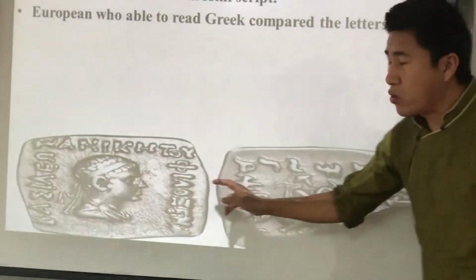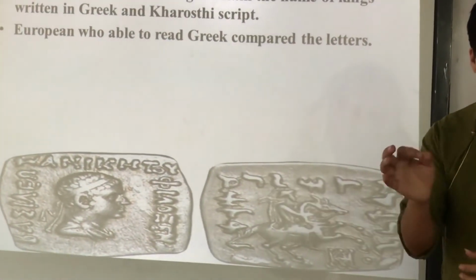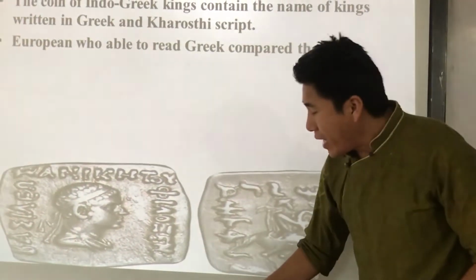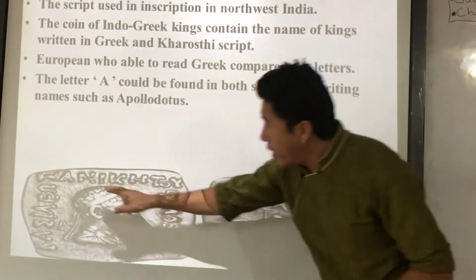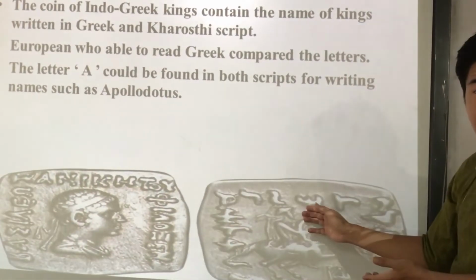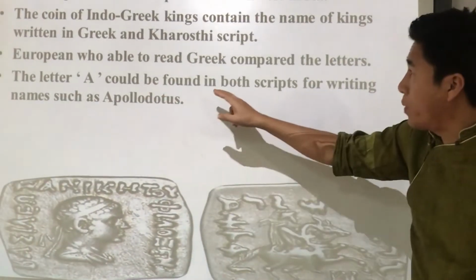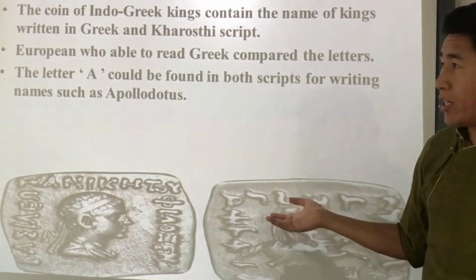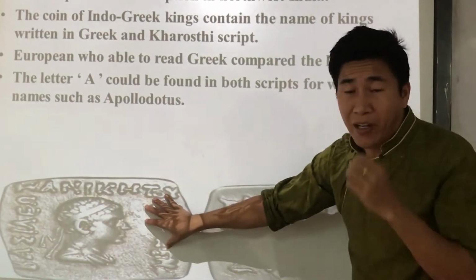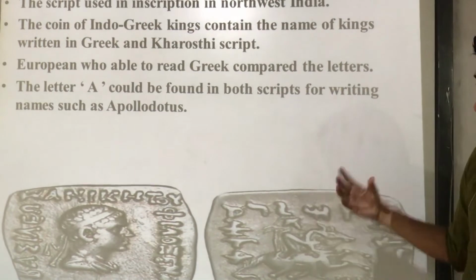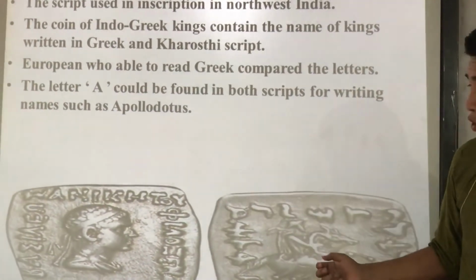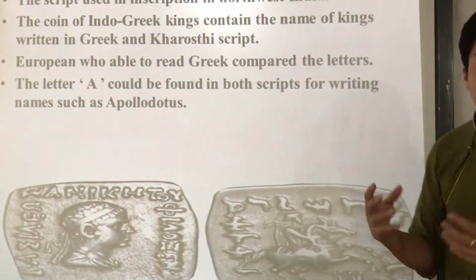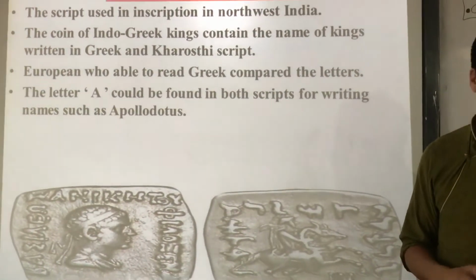Suppose both belong to the same king, Apollodotus. The king Apollodotus issued that coin, right? Now the letter A should be here, and the letter A should also be here, just like see. The letter A could be found in both scripts, of course, if both coins were issued by the same king, Apollodotus. One is in Greek language, one is in Kharoshthi language. So of course the letter A should be in both coins. So by comparing the letters, those who are able to read Greek compare here, and then through that way they deciphered the Kharoshthi script.